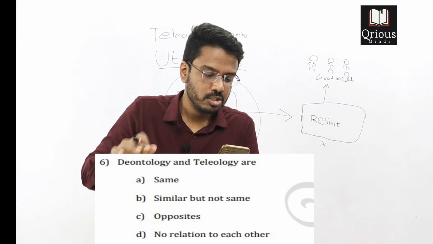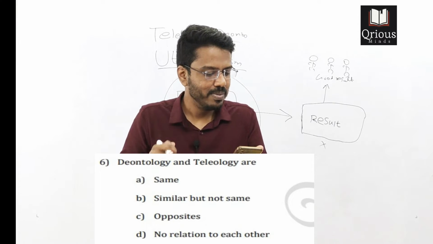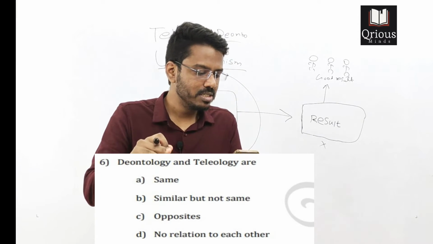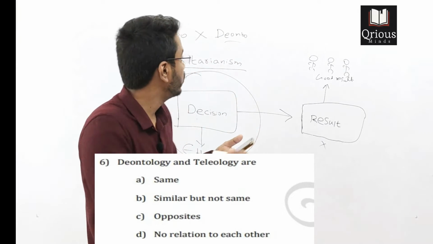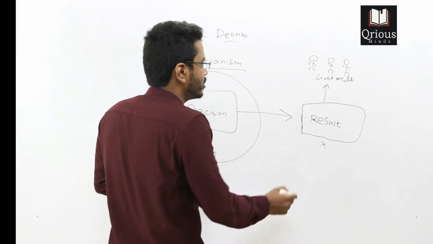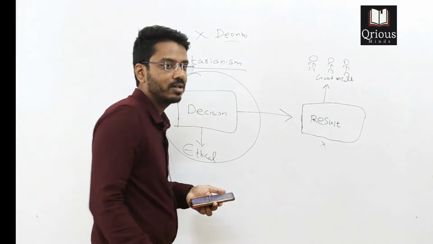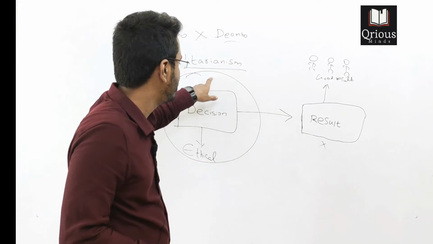Question number 6. Deontology and teleology are option A, same, B, similar but not same, option C, opposites, D, no relation to each other. Actually, deontology and teleology are opposite. Why is it opposite? Because teleology focuses on the results alone. If it is a good result, then it's ethical. If it is a bad result, then it is unethical.